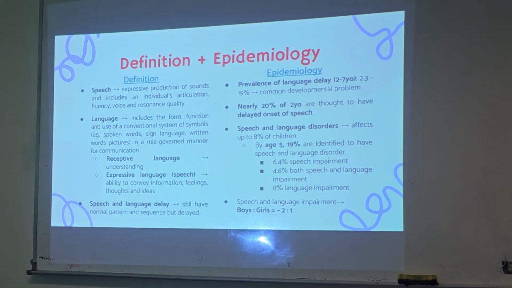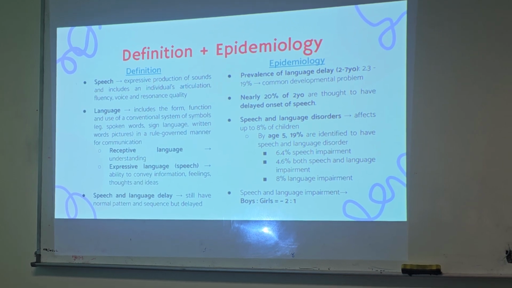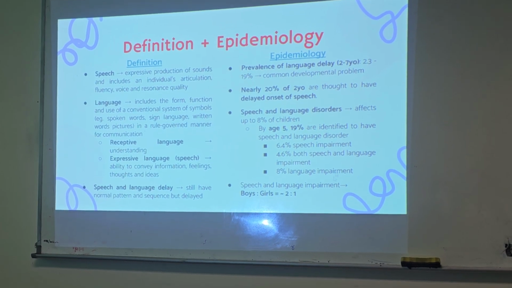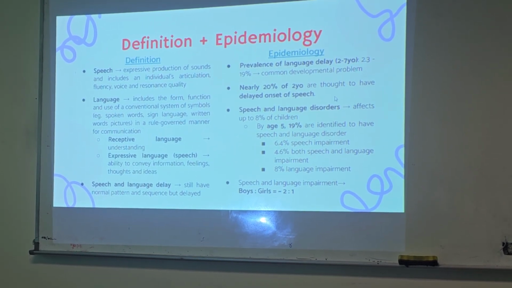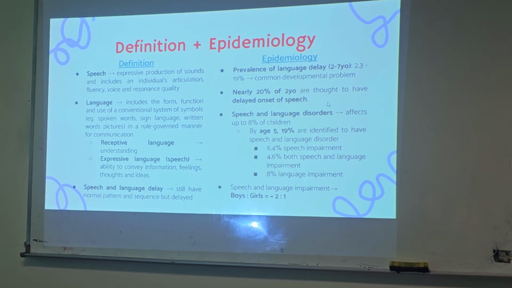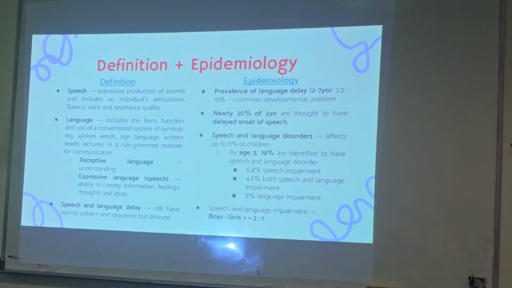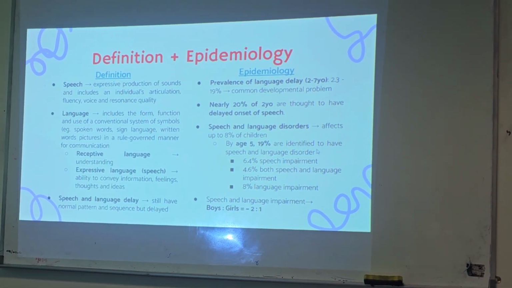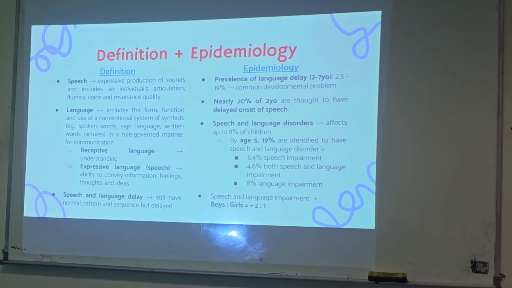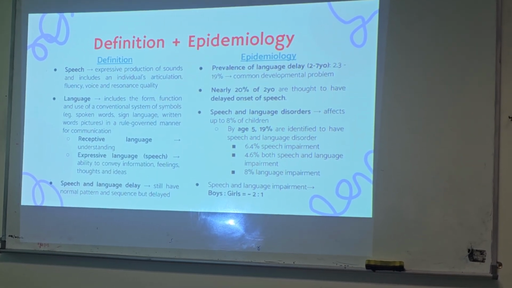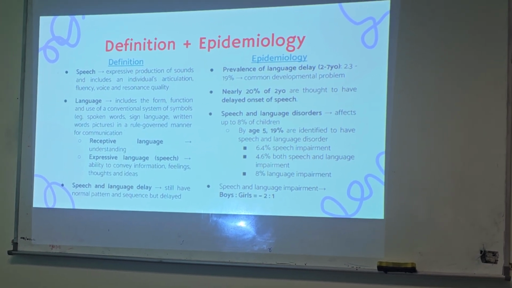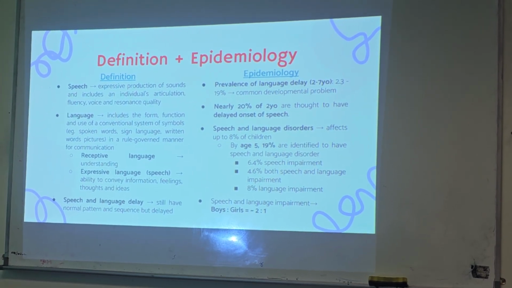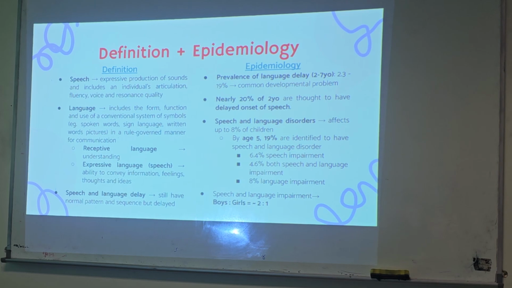So, from the epidemiology, a lot of children actually catch up. If you look at the 20% of 2-year-olds who are thought to have delayed onset of speech, but only a fraction of that 20% are identified to have speech and language disorder. Is that what you're saying? Yeah, actually, because usually at 2 years old, that might just be a normal physiological delay in the onset of speech. But when it becomes pathological, it's usually identified after the age of 2 years old.